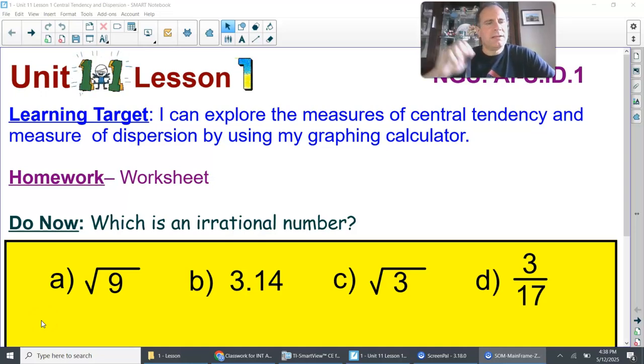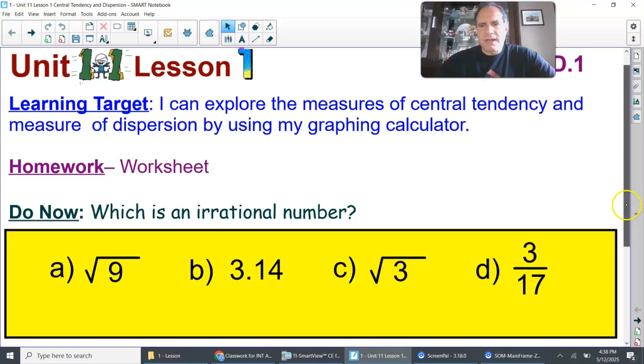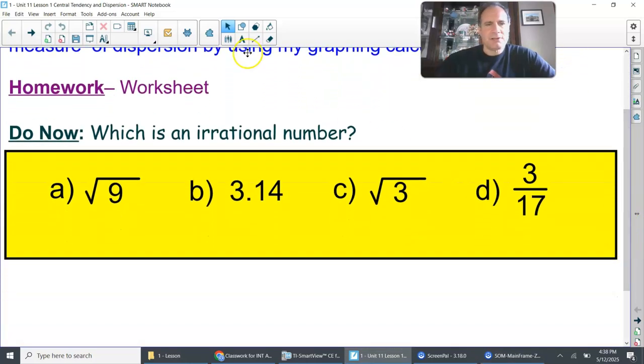Hello everyone. In this lesson we are going to explore the measures of central tendency and measure of dispersion by using the graphing calculator. So for the do now, really easy question here, which one is an irrational number?